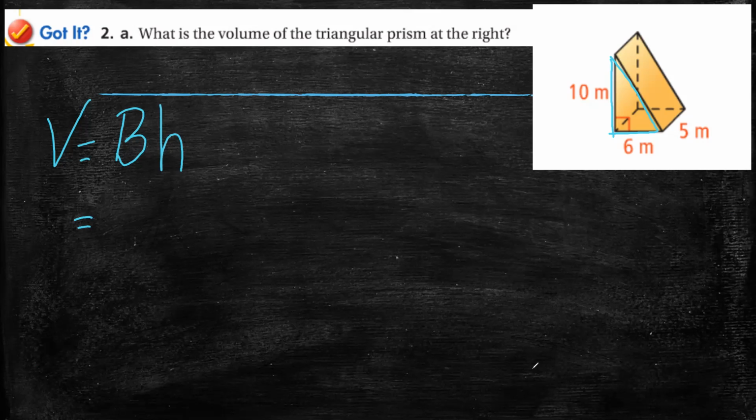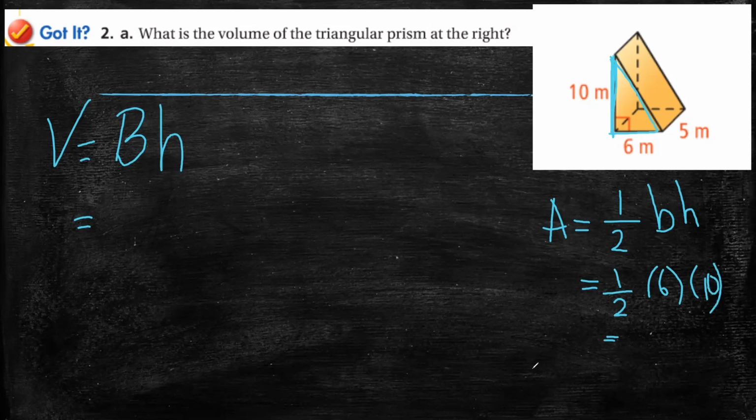Now, look here. What is the area of the triangle? It is half the base times the height. What is the length of the base? 6. And the height that is perpendicular on the base? 10. So the area here is 30 meters squared. This is the area of the base.